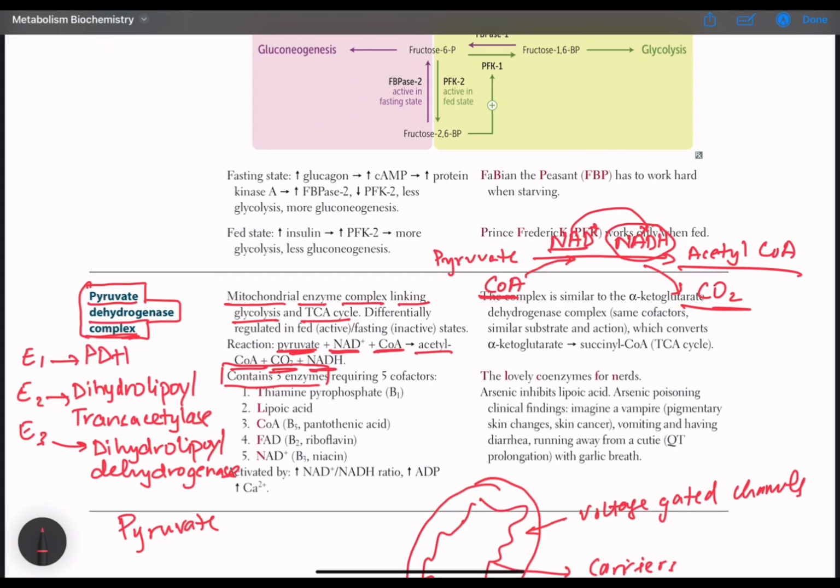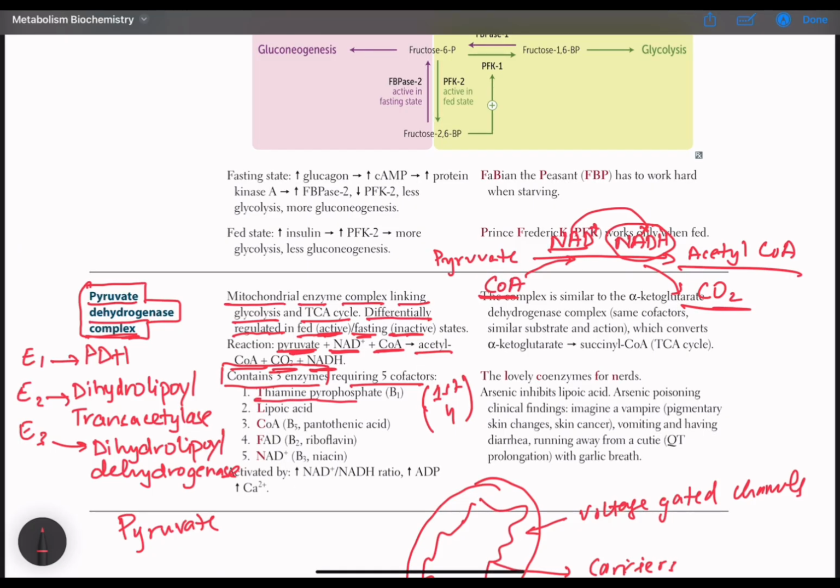It is differentially regulated: in the fed state it is active, and in the fasting state it is inactive. The pyruvate dehydrogenase complex requires 5 cofactors. I have learnt that the first 4 are vitamins, and all are cofactors for the pyruvate dehydrogenase complex.